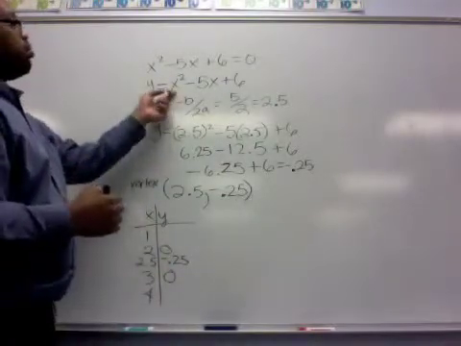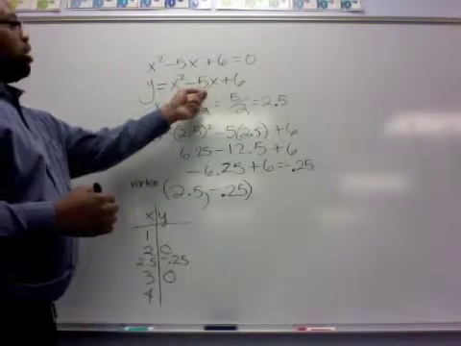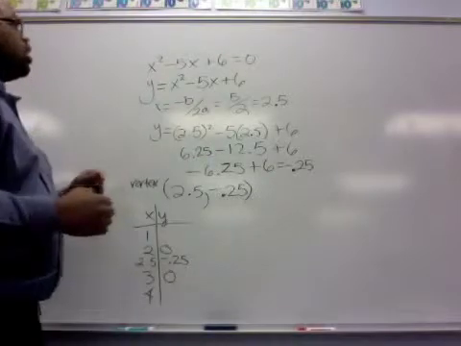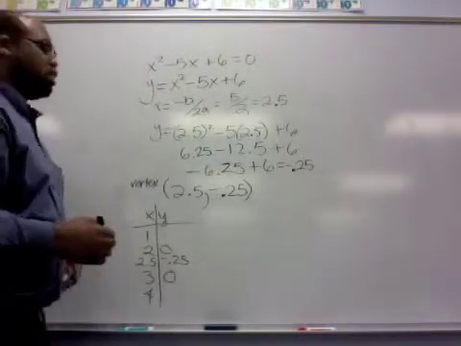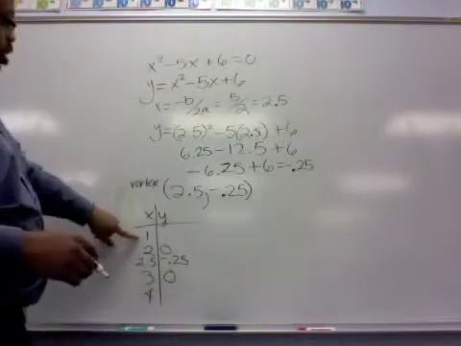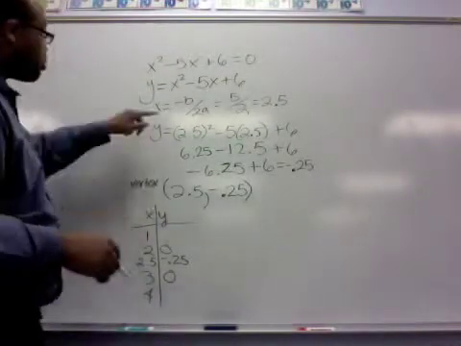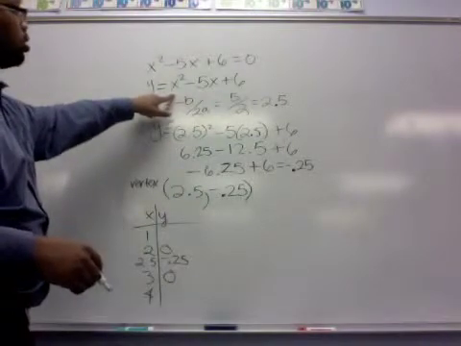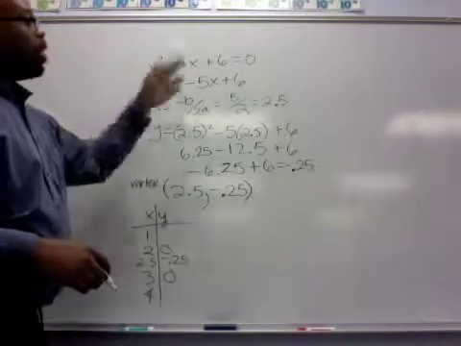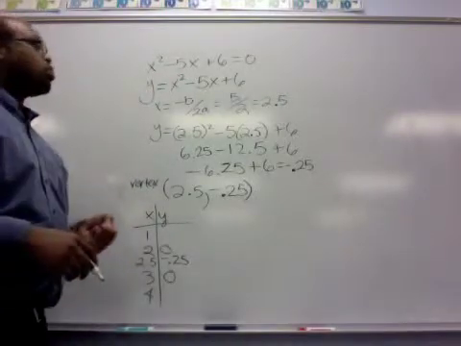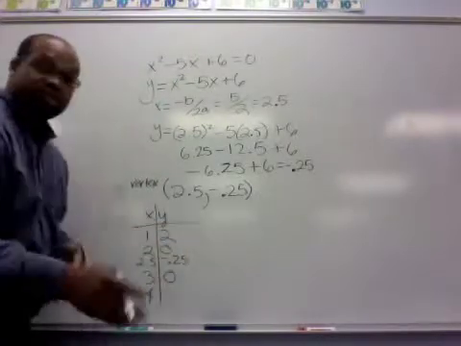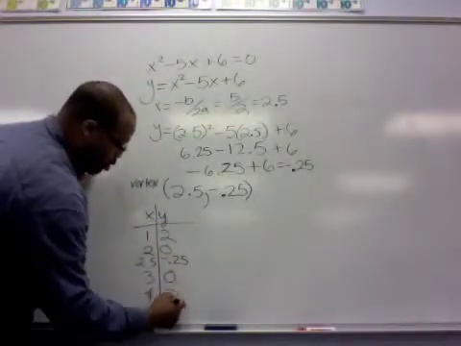3 squared is 9. Negative 5 times 3 is a negative 15. 9 minus 15 is a negative 6. Negative 6 plus 6 is 0. It all checks out. Let's put in the 1 and check what the y value will be for this x. Put in 1. 1 squared is 1. This will be negative 5 times 1. That's a 1 minus 5. That'll be a negative 4. Negative 4 plus 6 is 2. Because of symmetry, this 4 would also be 2.